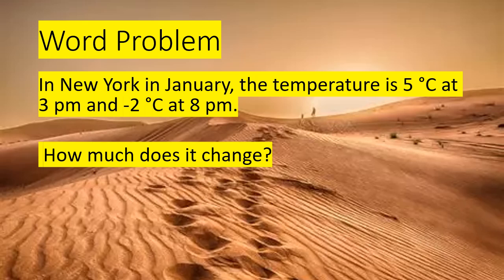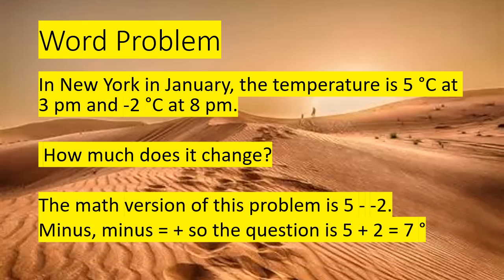So let's do it together. The math version of this problem is 5 minus minus 2. So minus minus equals plus. So the question is 5 plus 2, which equals 7 degrees.